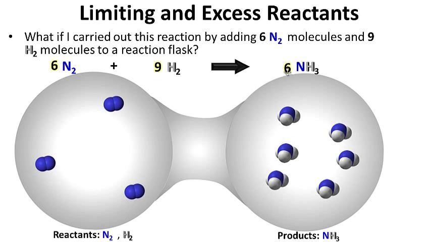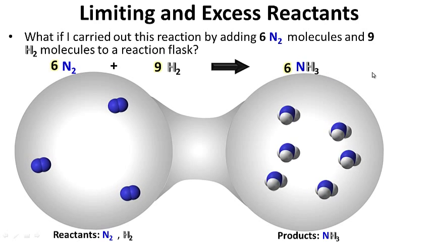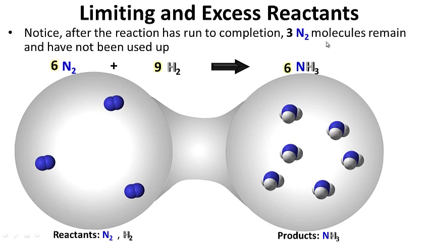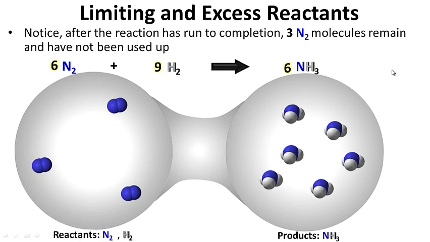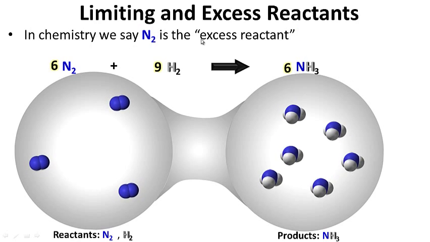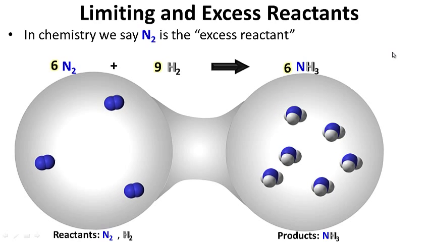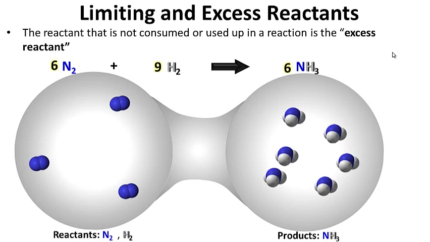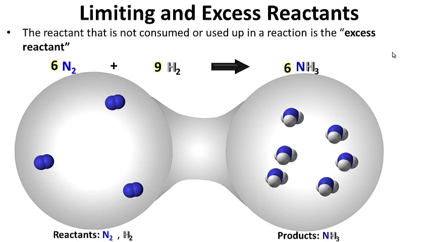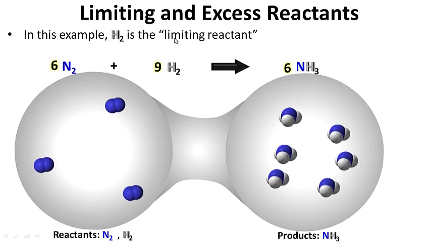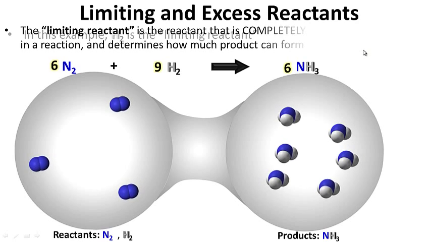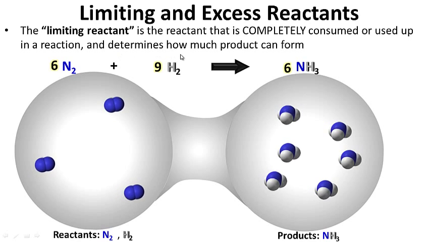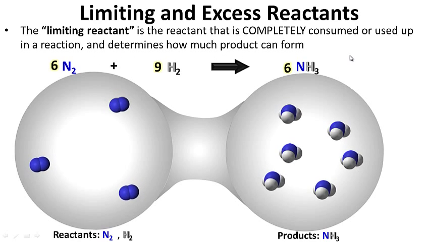All right, well, we made 6 molecules of ammonia, but something is used up and something is left over. So notice, after the reaction has run to completion, 3 N2 molecules remain and have not been used up. In chemistry, we say N2 is what we call the excess reactant. It's left over. The reactant that is not consumed or used up in the reaction is the excess reactant. In this example, H2 is what we call the limiting reactant. The limiting reactant is the reactant that is completely consumed or used up in a reaction and determines how much product can form, in this case, ammonia.